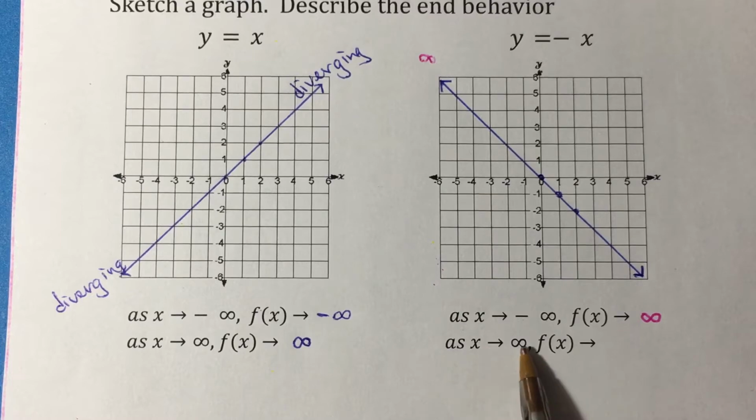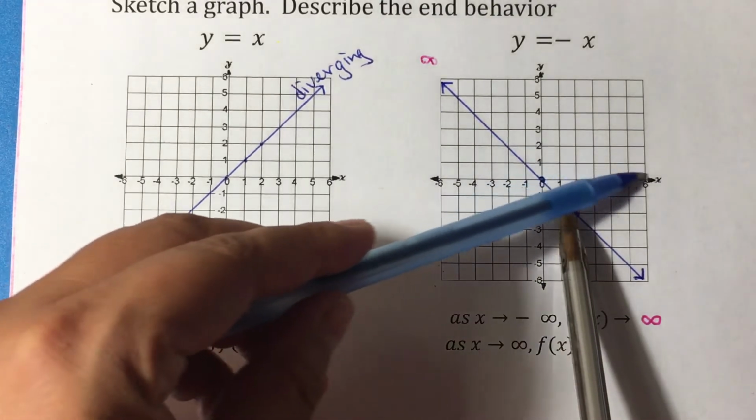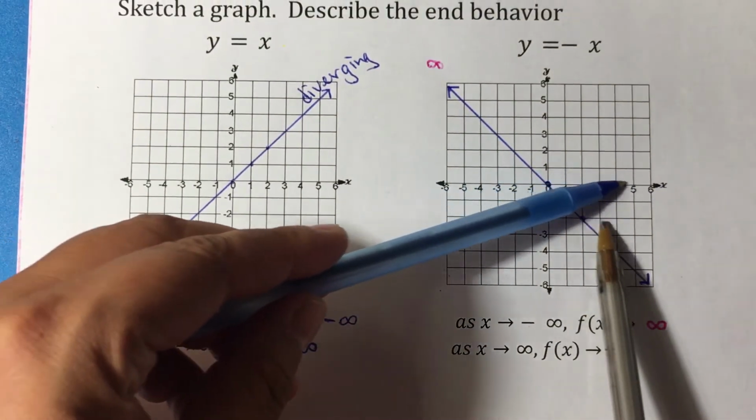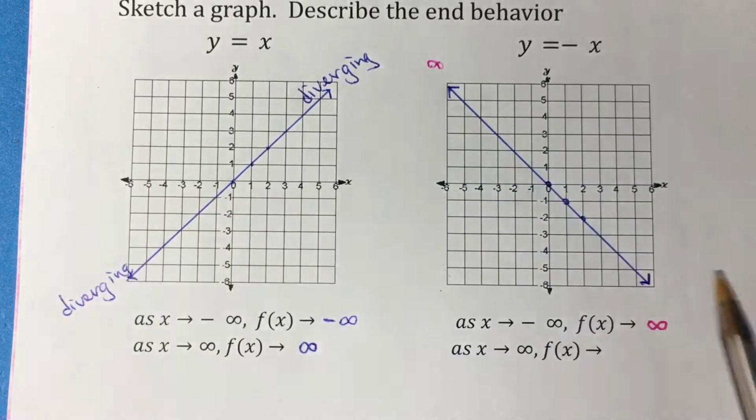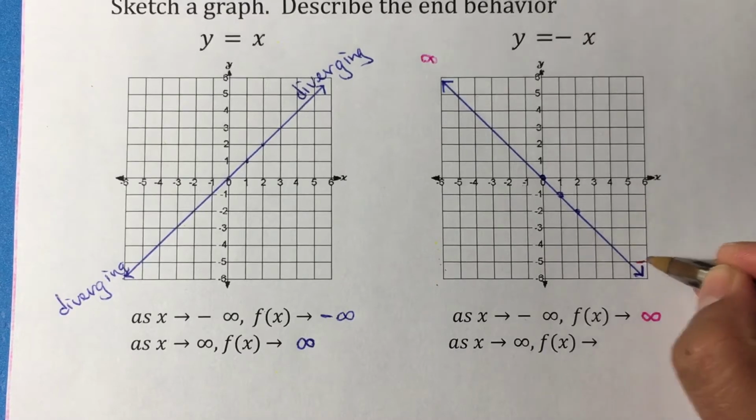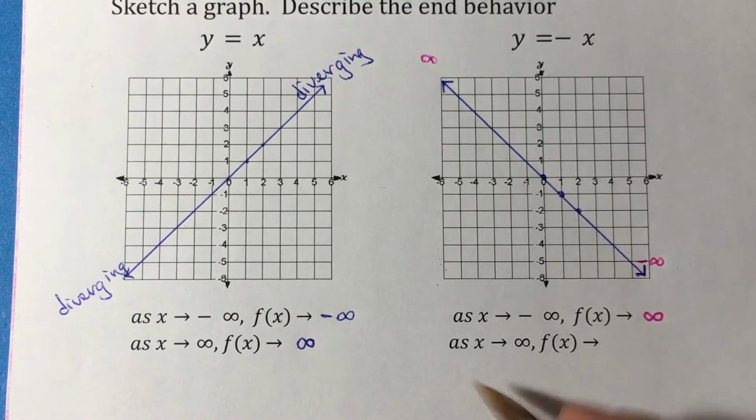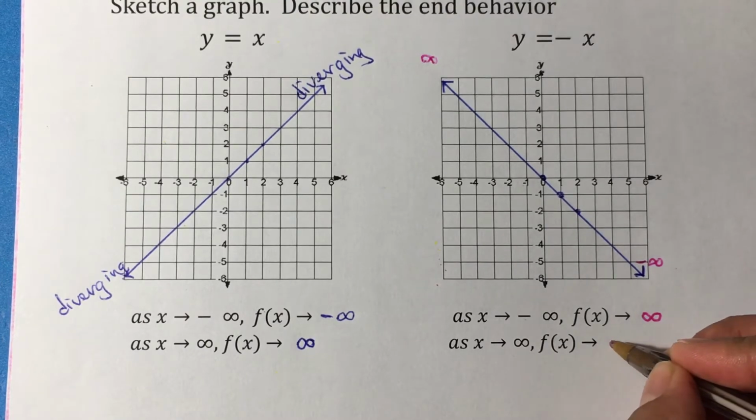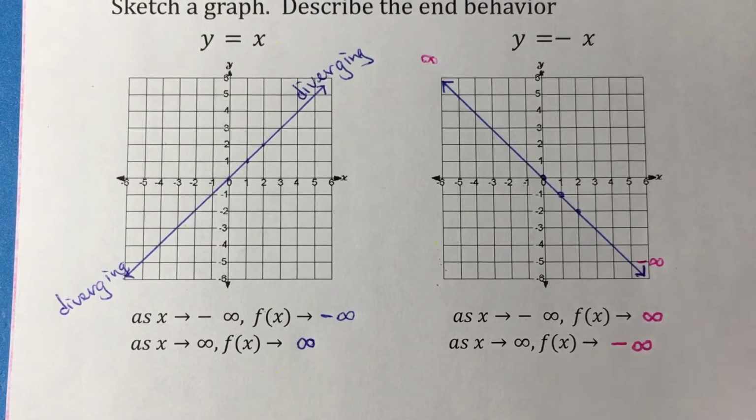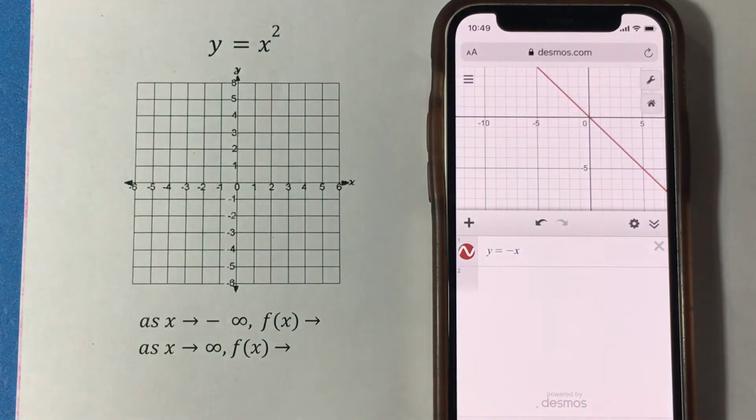As x approaches positive infinity, what's happening? It's diverging towards negative infinity. So we say as x is approaching positive infinity, f of x is approaching negative infinity. The next one is y equals x squared.